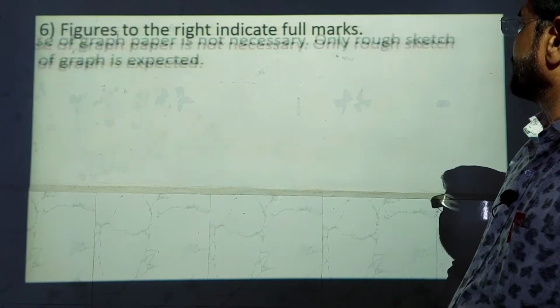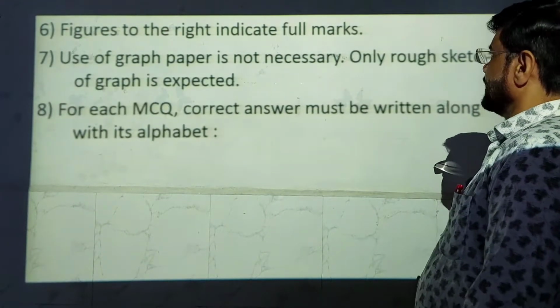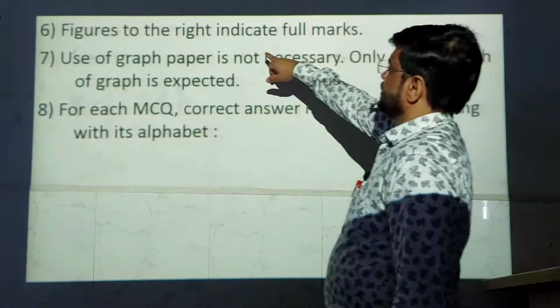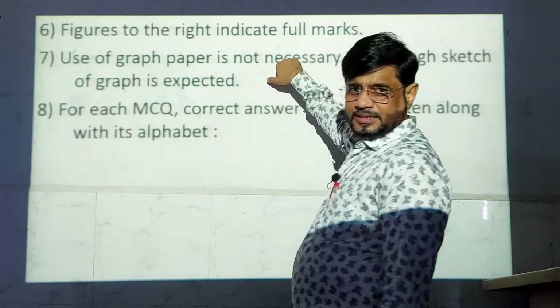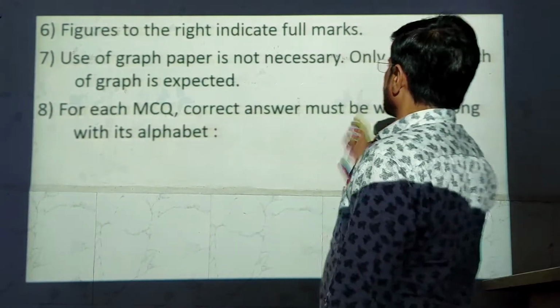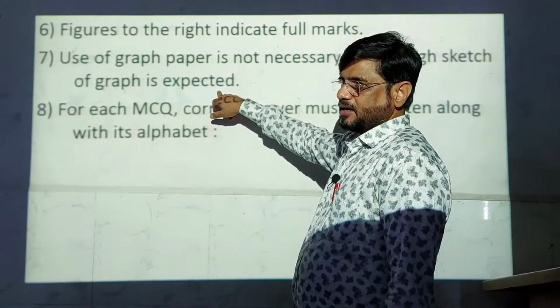The calculator is not allowed, and mobile is also not allowed. Figures to the right indicate full marks. Use of graph paper is not necessary. In the previous syllabus, graph paper was necessary, but in the new syllabus, graph paper is not necessary. Only a rough sketch of the graph is expected.